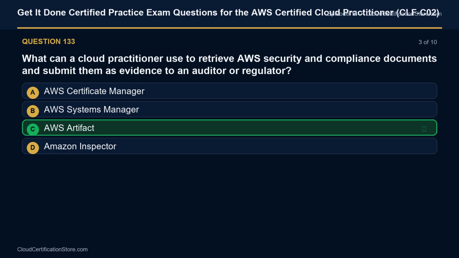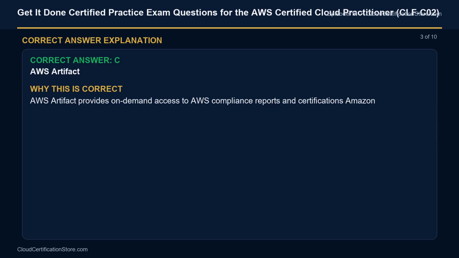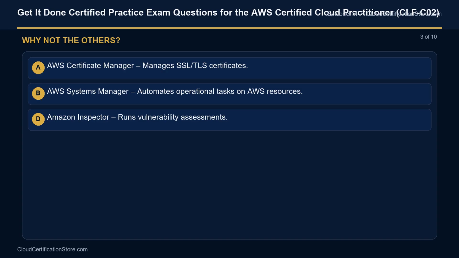The correct answer is C, AWS Artifact. Explanation: AWS Artifact provides on-demand access to AWS compliance reports and certifications. Why not option A? AWS Certificate Manager manages SSL/TLS certificates. Why not option B? AWS Systems Manager automates operational tasks on AWS resources. Why not option D? Amazon Inspector runs vulnerability assessments.